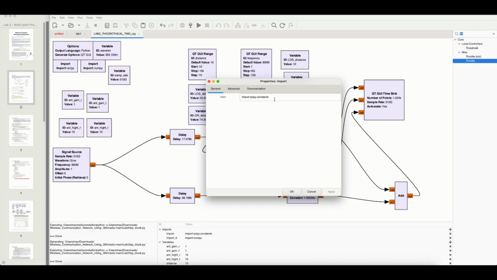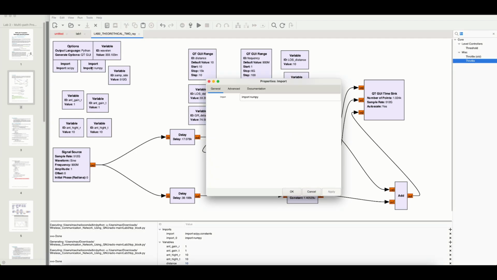Import scipy.constants. Why? Because I need a constant, which is the speed of light c. I also need a constant for frequency, and I also need pi as well, because that is there in my equation. So import scipy.constants. This is you importing something from your science Python library.